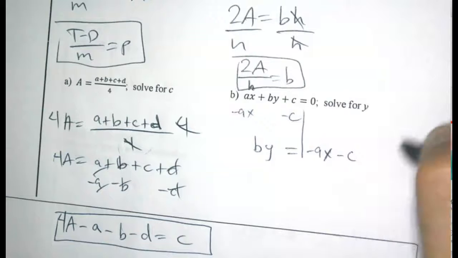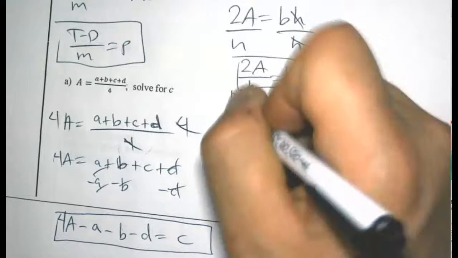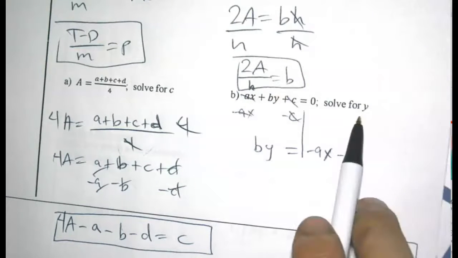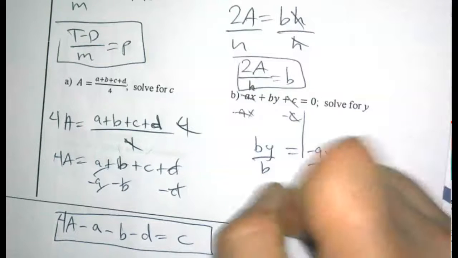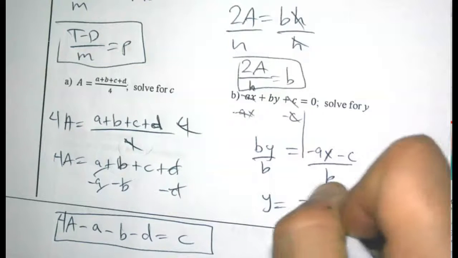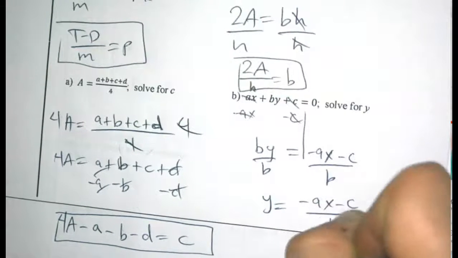Subtracted the c also, right? A 0 out on this side. And if I want y by itself, my last step is just dividing by b. If I divide by b, I now have y equals negative ax minus c, divide by b.